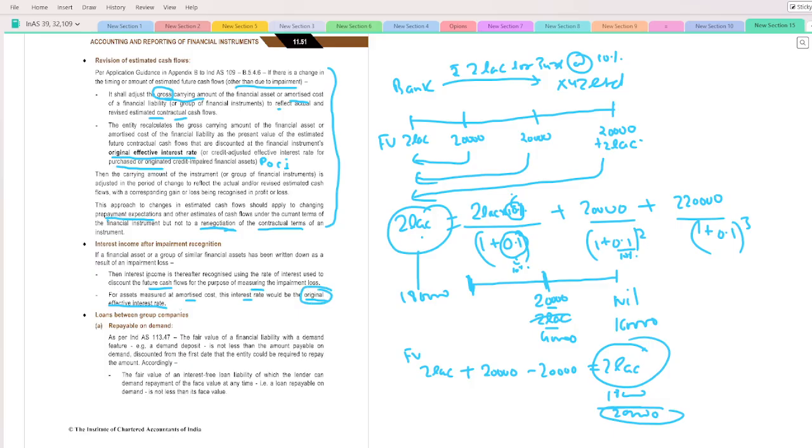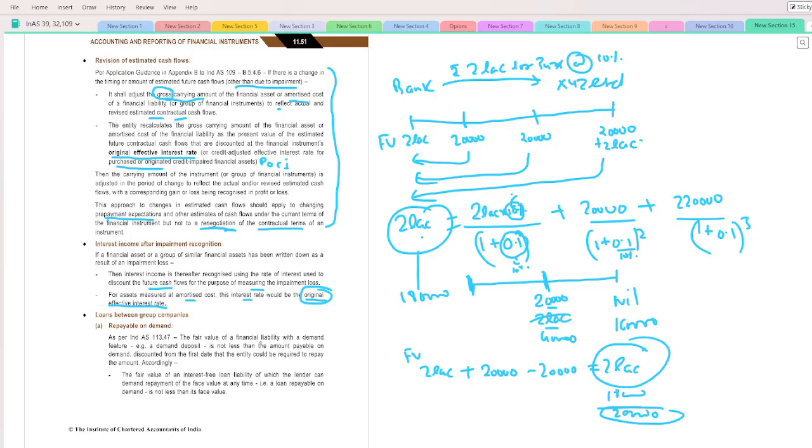Okay. So now coming to the next point of the specialized transactions here, the loans between the group of companies. So this I was just referring to you in the beginning. Okay. So here various types of things are there, like the repayable on demand. If it is repayable on demand, then the fair value should remain at least equal to what is there in the repayable on demand. So that amount should be there.